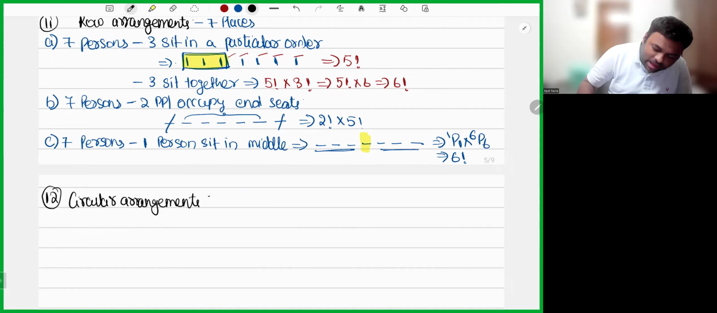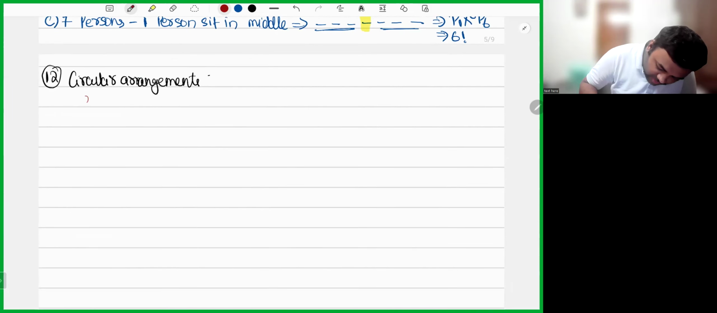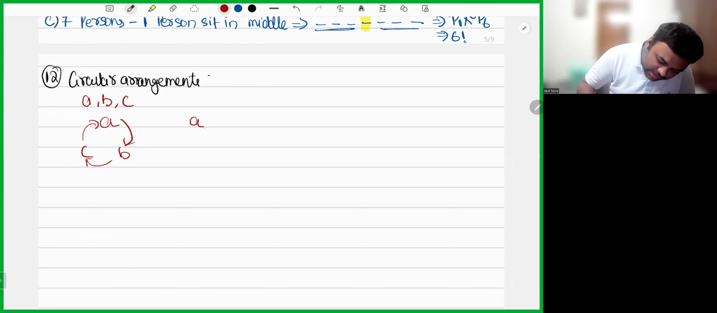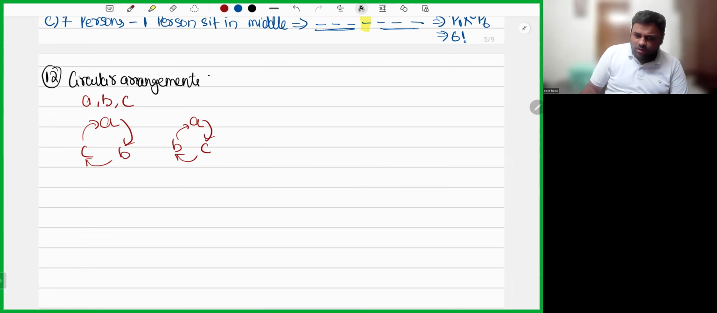Say for example, I am having three things A, B, and C. How will you arrange them in a circle? A, B, C: A to B, B to C, C to A. Or A, C, B. Is any other form there? No, all circles are formed. Don't tell BCA, CAB, BAC, CBA, ACB. So everything is covered here. If you want to arrange A, B, and C in a circular order, this is the way.